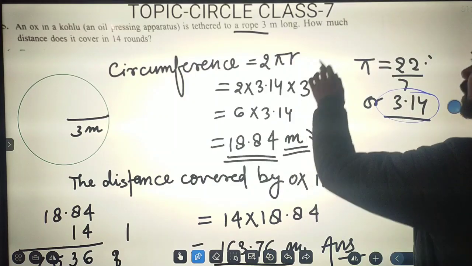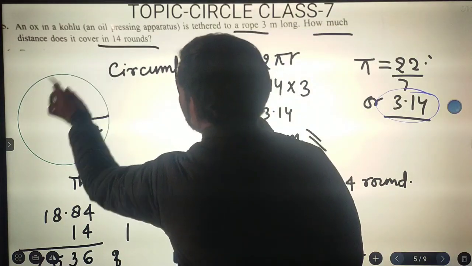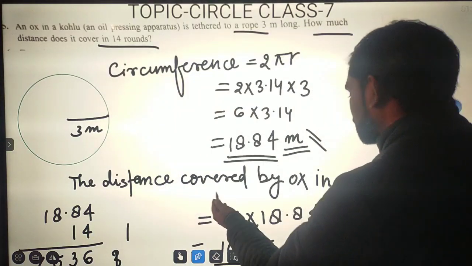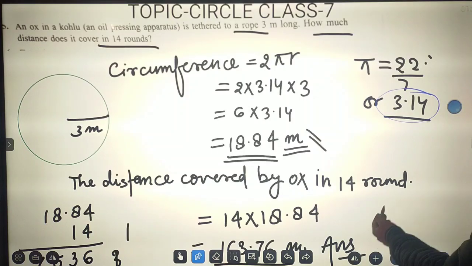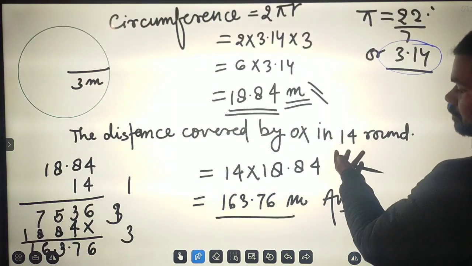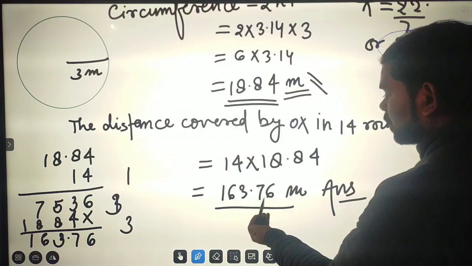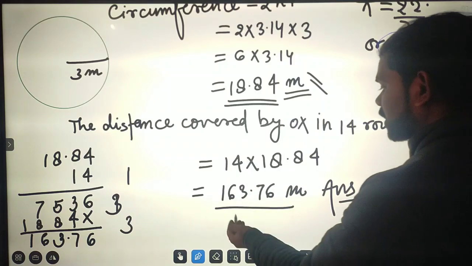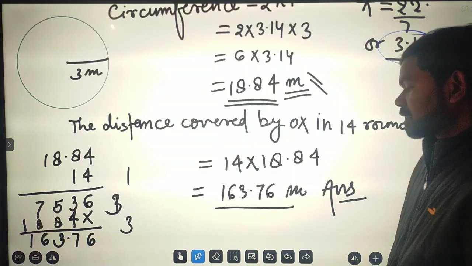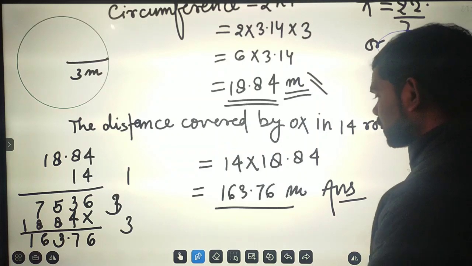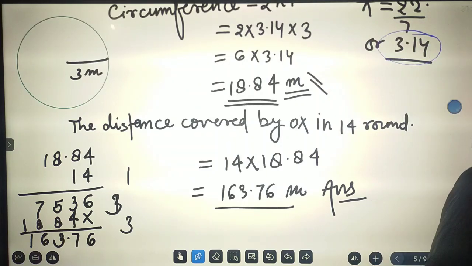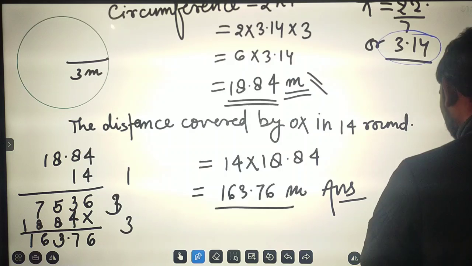Since the question is how much distance it will cover in 14 rounds, to find the distance covered by the ox in 14 rounds we multiply the circumference of the circular path by 14. After the multiplication, the product becomes 263.76, which is the result. Now let's see the next question.